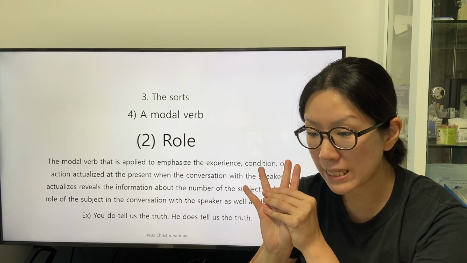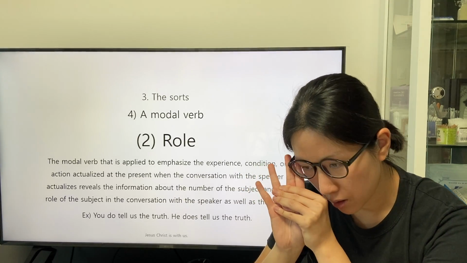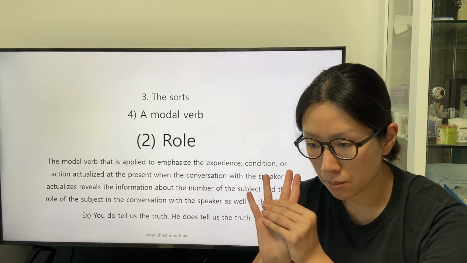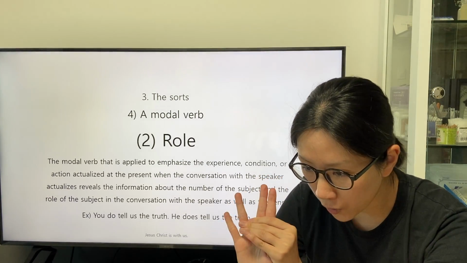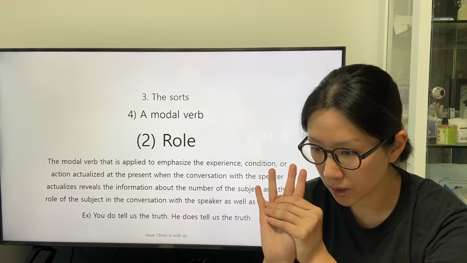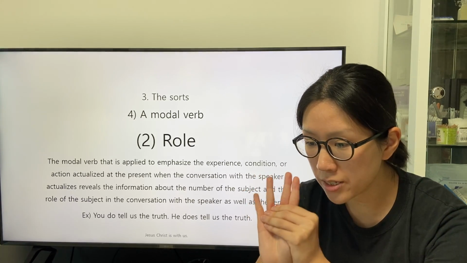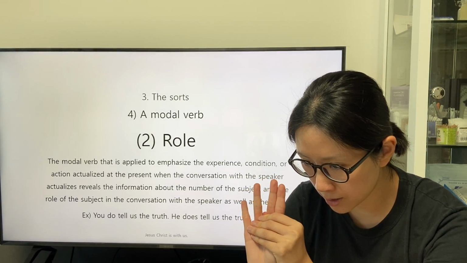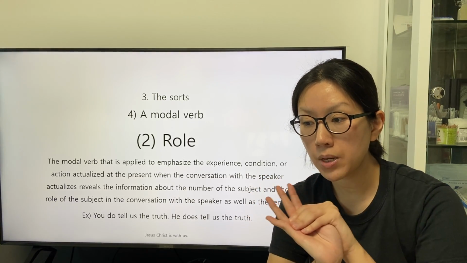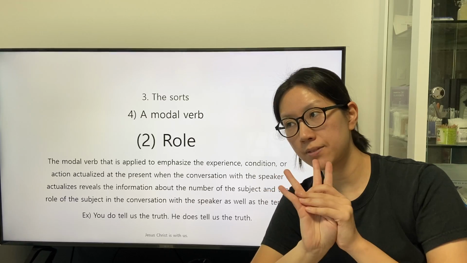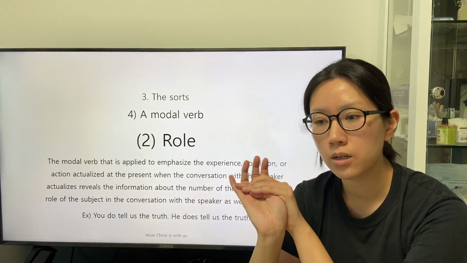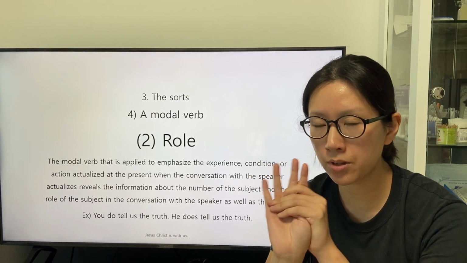The second classification of a subject is this. The number of the subject is plural. The number of the subject is not 1, because number 0 is also classified as a plural number. It's not included in the singular number.